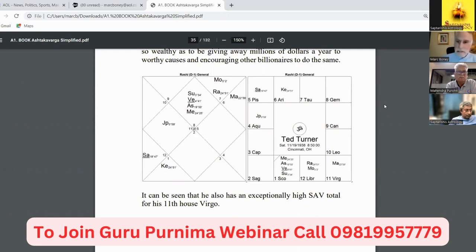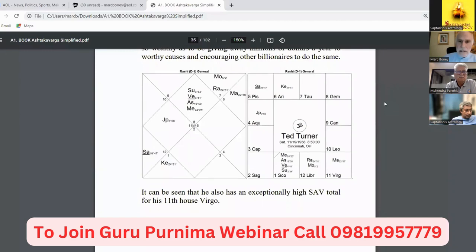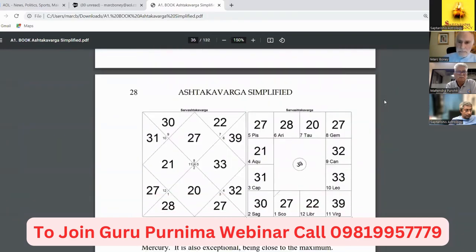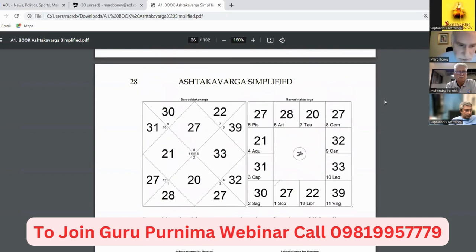In his Mercury Mahadasha, he was so wealthy as a multi-billionaire that he was giving away millions each year to exceptional causes. But then if I also showed you here the point total for Virgo, his 11th house, you can see that just like in the case of Ross Perot's, it's actually exceptional.